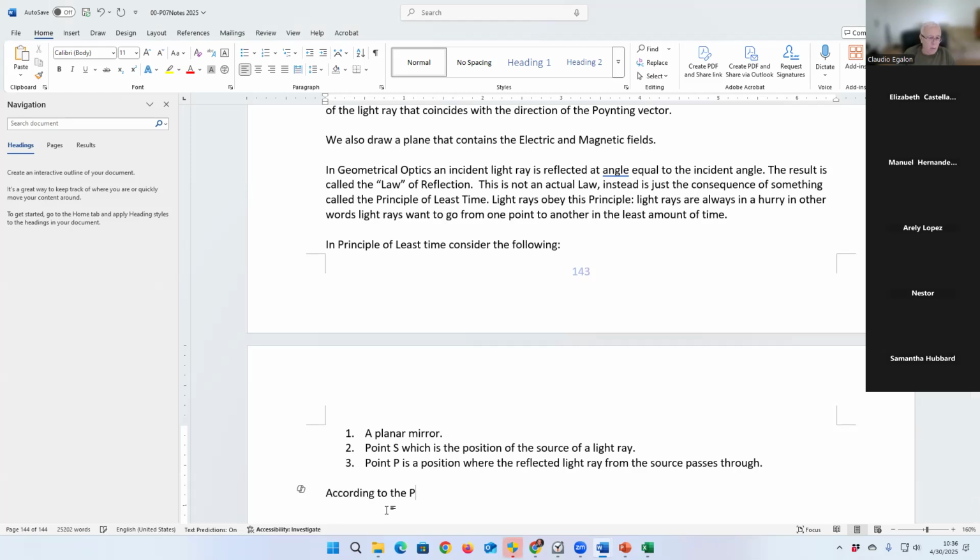According to the principle of least time, the light ray will choose a path from S to the mirror and to point P that takes the minimum amount of time. The minimum amount of time.